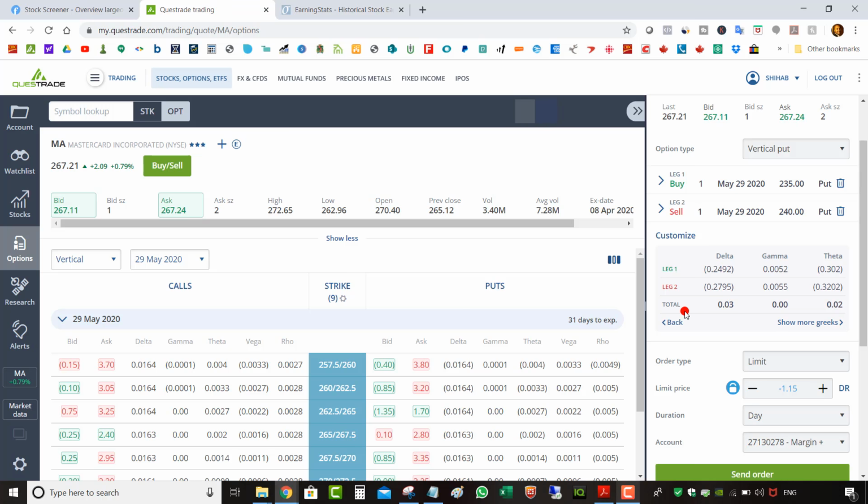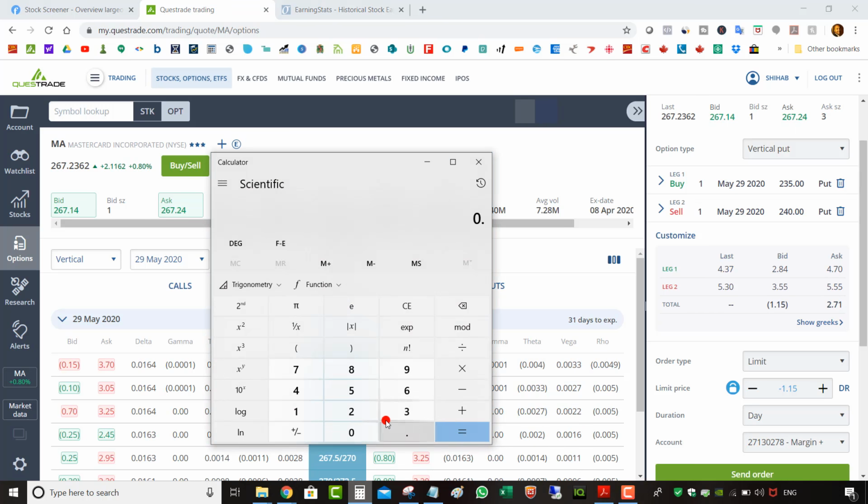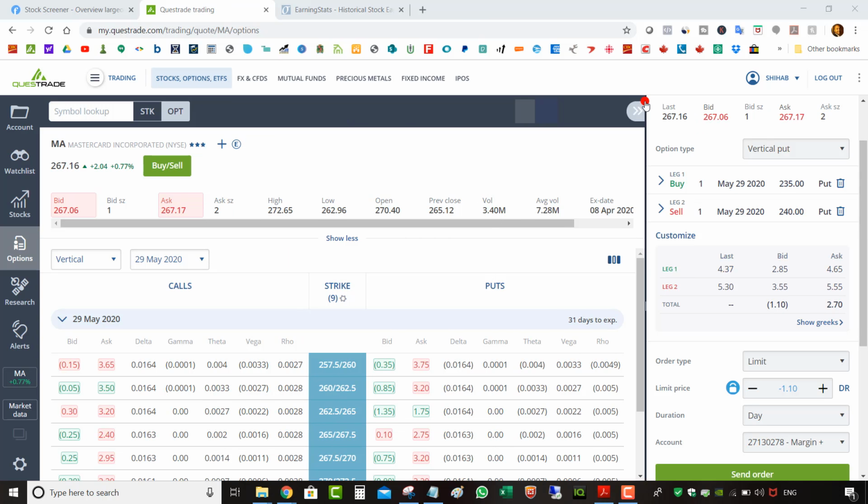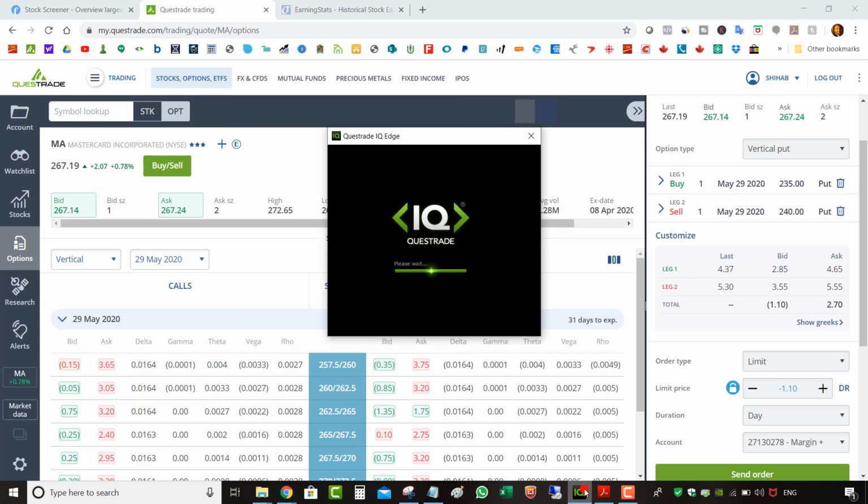So if at that strike the delta is 28, that means for the probabilities to make sense, I need to collect at least $1.40. Now I'm not going to collect $1.40 from this trade. So another way I like to check the probability is IQ Edge, because with IQ Edge I can see the probability of in the money percentage-wise, not just delta.